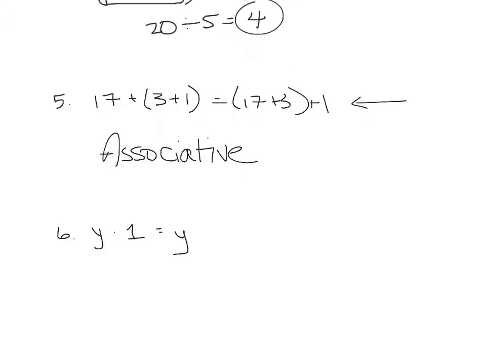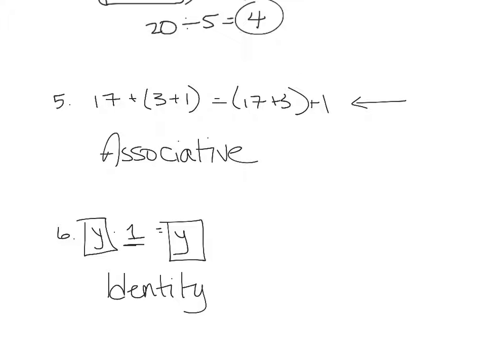Y times 1 equals 1, that's the identity. The identity doesn't change anything. If y is your identity and you multiply it by 1, you're left with y. It doesn't change the value. Okay? So you should have been able to look on your notes too and see an example. I think it was like a times 5 or something like that.